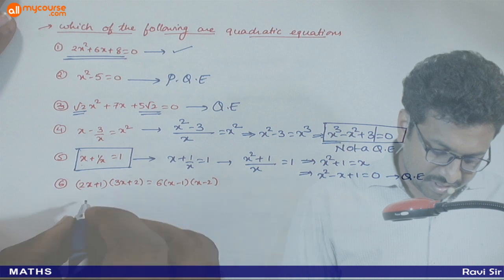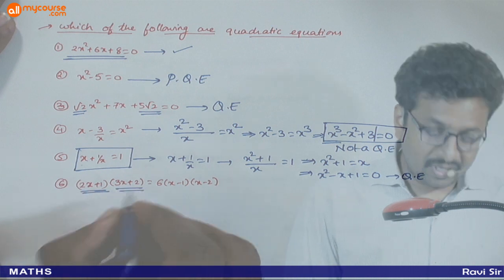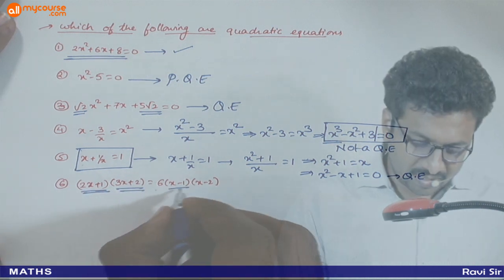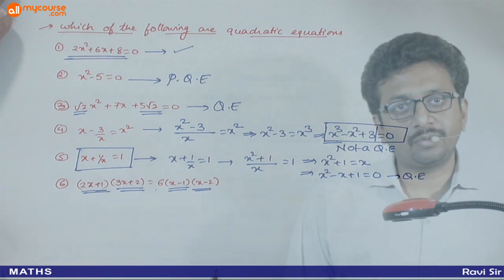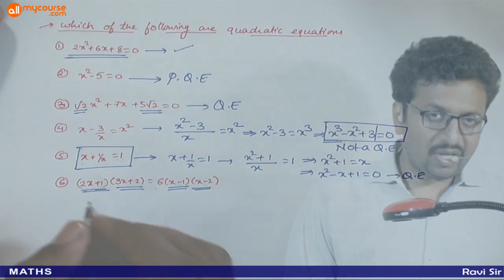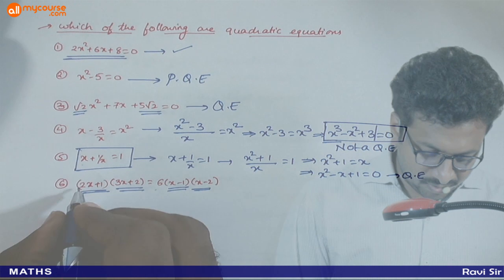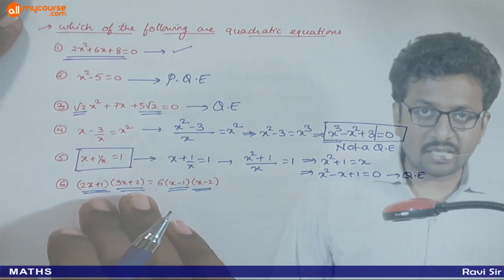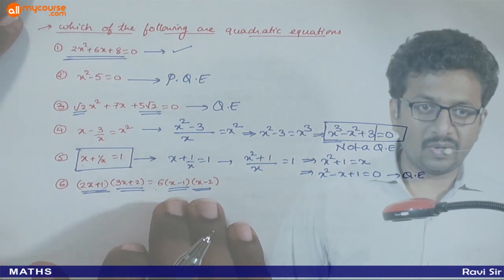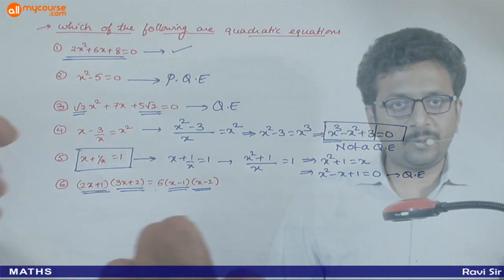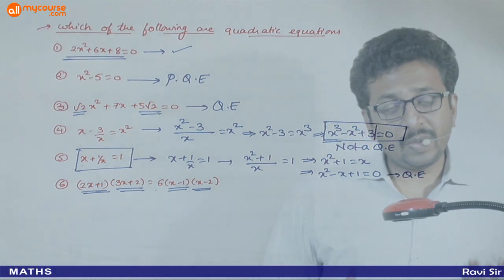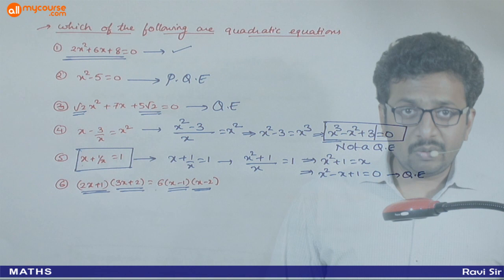Let us take this equation. देखिए 2x plus 1 into 3x plus 2 is equal to 6 times x minus 1 into x minus 2. So on the face value it looks like a quadratic equation क्योंकि ये दोनों को मल्टीप्लाई किया तो x स्क्वायर, x एंड कांस्टेंट, इस तरह भी x स्क्वायर एंड x एंड कांस्टेंट आएगा. सब कुछ एक तरफ लेके आया तो it may look like a quadratic equation, but let us see what happens exactly.